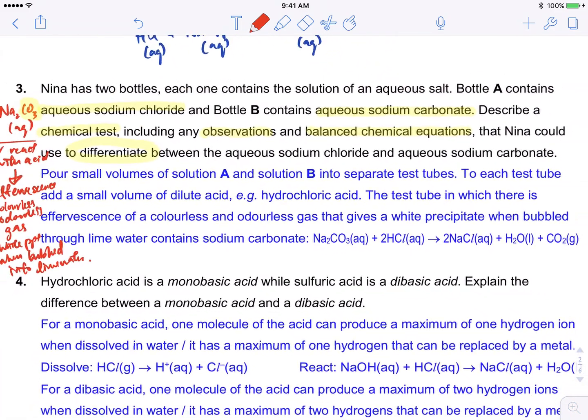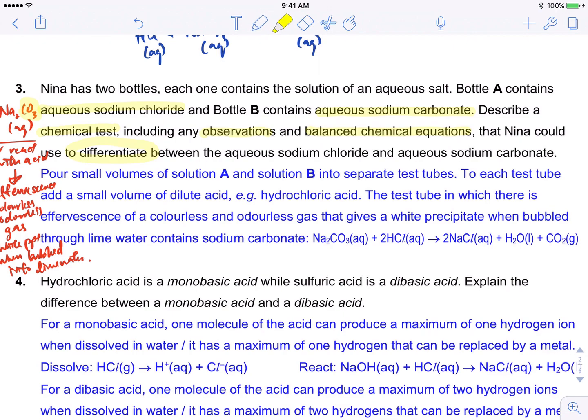Okay, so you can read the answer key here. Since they ask you to describe the test, you need to tell us some steps. First, pour small volumes of A and B into test tubes. To each test tube, we add a bit of HCl. So the test tube where there's effervescence of colorless odorless gas that gives a white precipitate when bubbled through lime water. So this part is the observations.